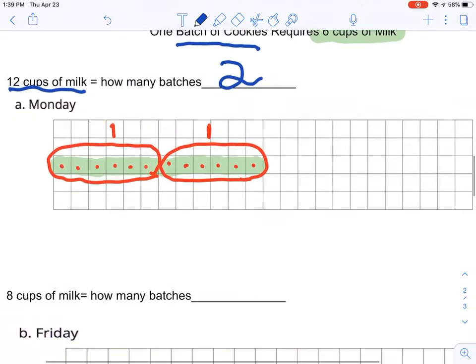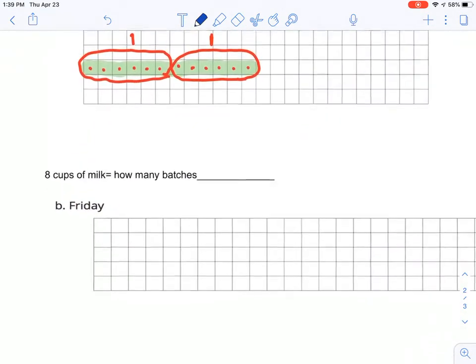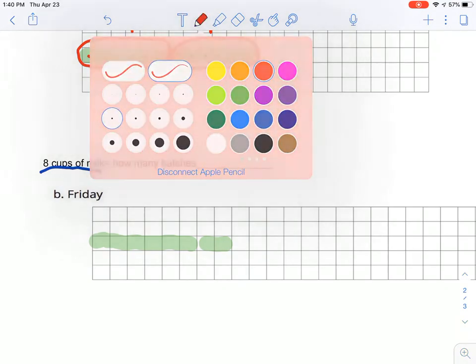But something tells me we won't be so lucky on the next one, and I can already tell we won't be. So this time we are only given 8 cups of milk. Only 8 this time. So of course we'll have enough for 1 full batch because 1 full batch requires 6, but will we have enough for more than that? Let's find out. So 1, 2, 3, 4, 5, 6, but we have more than 6, we actually have 8, 7, 8.